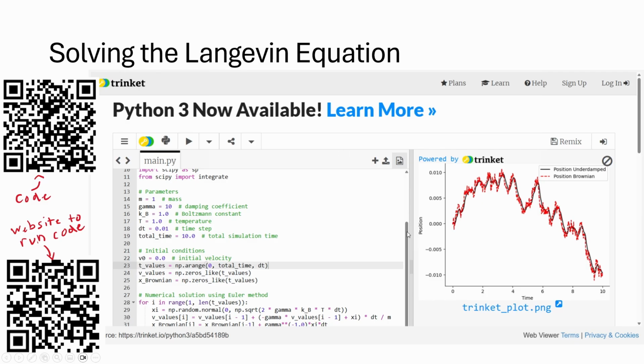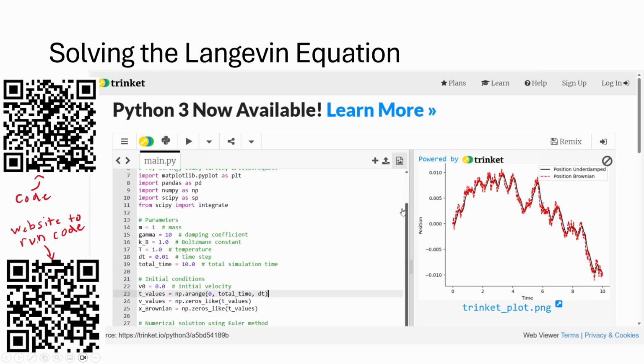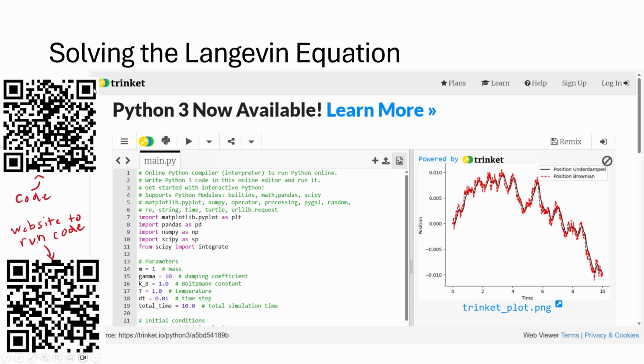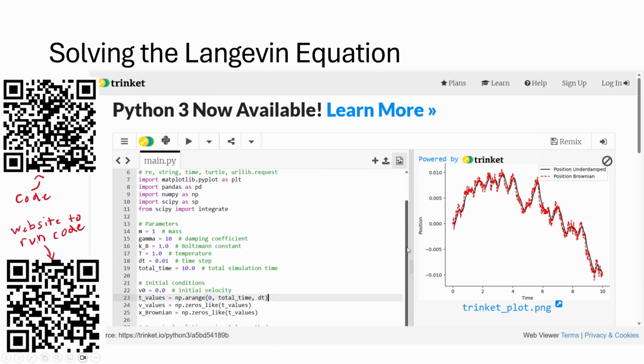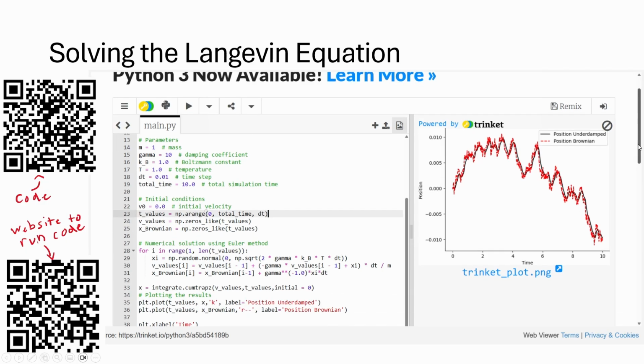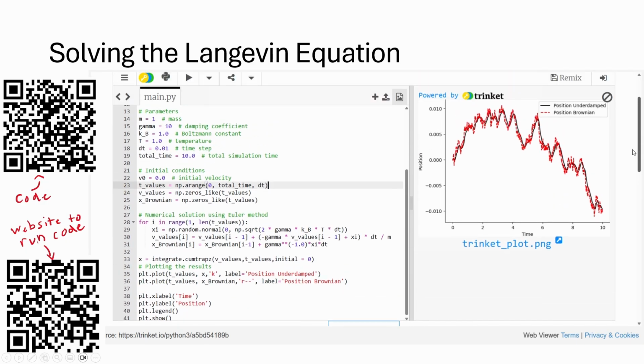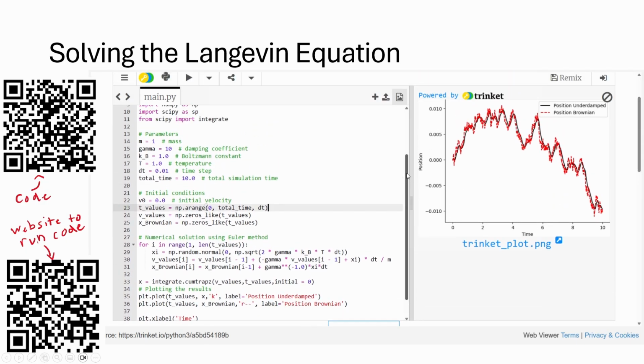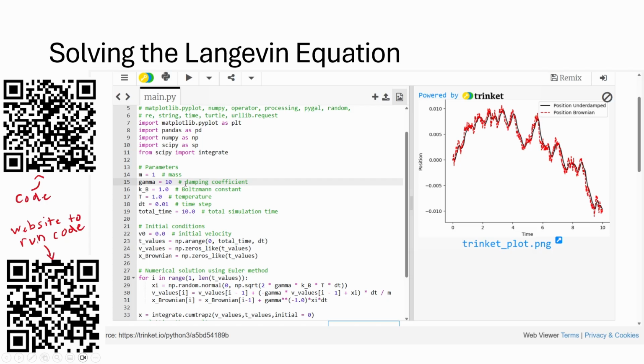So here is a trinket. Basically what I have here is in this top QR code, if you go to this link, this is to a GitHub page where I have this code that's copied in here. And then this second QR code, this is only if you don't have Python installed on your computer. This is just a website that you can use to run Python. Okay, so this is just a simple script that outputs a couple different things. Basically it just does the dynamics that I just showed on the previous slide.